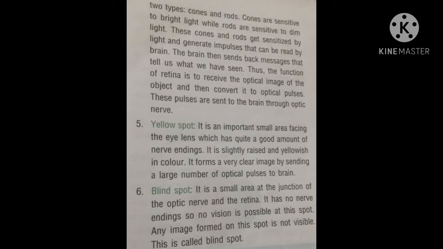So these two spots, yellow spot and blind spot, are very much different from each other. Yellow spot has a good amount of nerve endings, whereas blind spot has no nerve ending. At yellow spot, the vision is very clear, but on blind spot, no vision is clear.